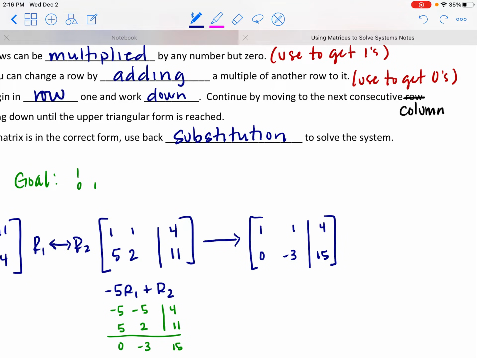Okay, so I'm going to do row 2 divided by a negative 3, which is the same thing as multiplying it by negative 1/3. And so that's not going to do anything different for row 1. The whole purpose here was to move to the next row. If I divide 0 by negative 3, I still have 0. Negative 3 divided by negative 3 gets me the 1 that I was trying to get, and 15 divided by negative 3 puts a negative 5 here.